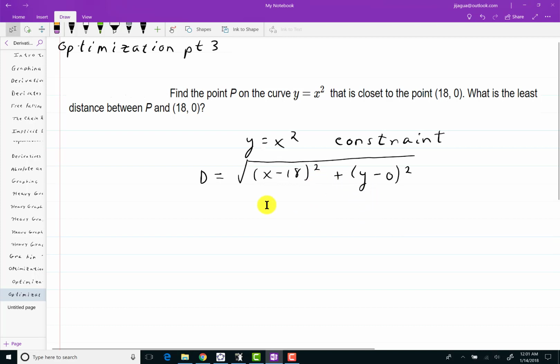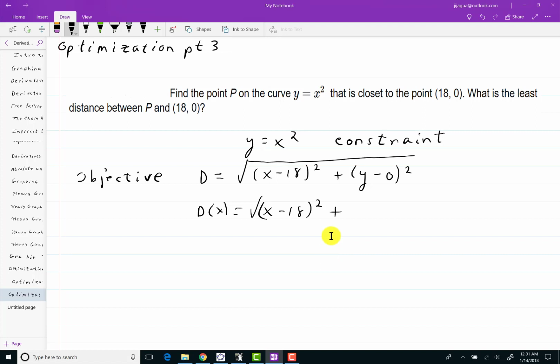Now, this is what you would call the objective function, this d. Now notice by the constraint y equals x squared, I'm going to replace the y in my distance formula with x squared. And I'll get d, and now it'll be a function of x, so I'll call it d of x, equals the square root of (x minus 18) squared plus, if I replace y with x squared, then I'll have x squared squared, that'll be x to the fourth.